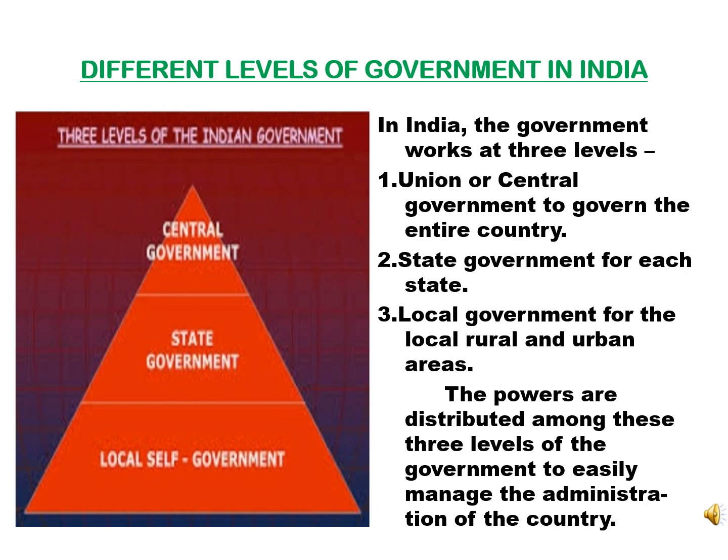Different levels of government in India. In India, the government works at 3 levels. Number 1, union or central government to govern the entire country. Number 2, state government for each state. Number 3, local government for the local rural and urban areas. The powers are distributed among these 3 levels of the government to easily manage the administration of the country.